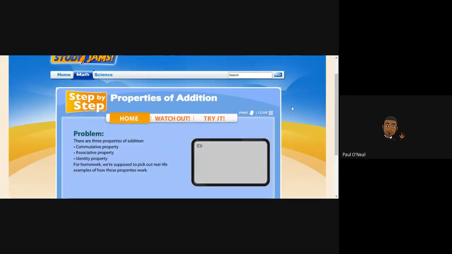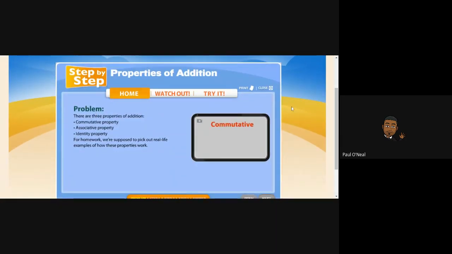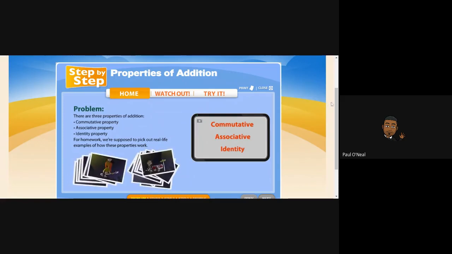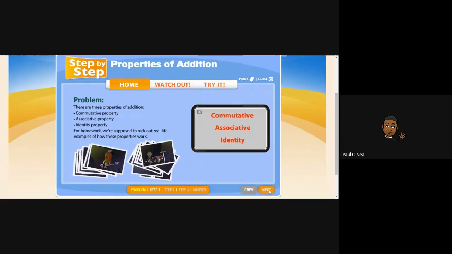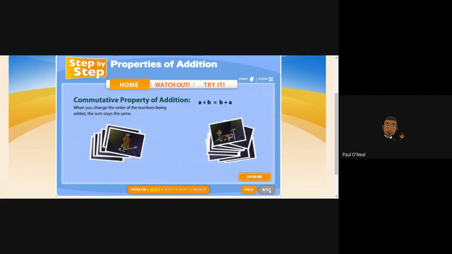There are three properties of addition: commutative property, associative property, and identity property. For homework, we're supposed to pick out real-life examples of how these properties work. Check mine out. The commutative property of addition says that when you change the order of the numbers being added, the sum stays the same.